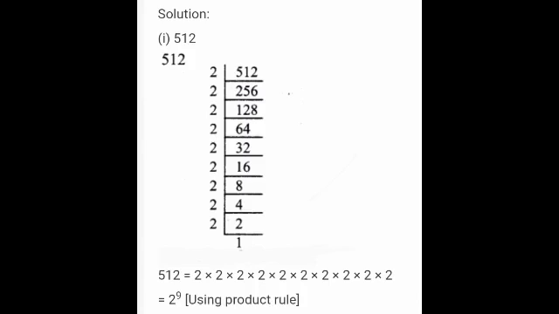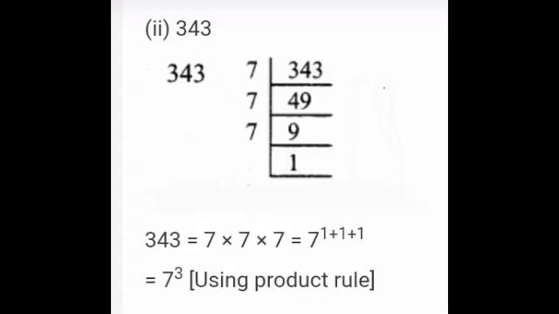512. 512 divided by 2, 256. 256 by 2, 128. 128 by 2, 64. 64 by 2, 32. 32 by 2, 16. 16 by 2, 8. 8 by 2, 4. 4 by 2, 1. So, we can write 512 equal to 2 power 9, because here 2 is repeated 9 times. So, the exponential form of 512 is what? 2 power 9.